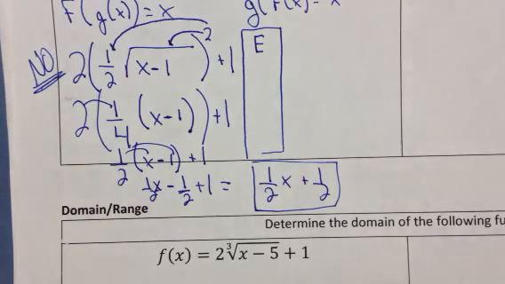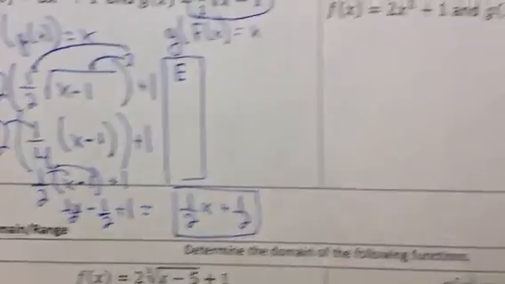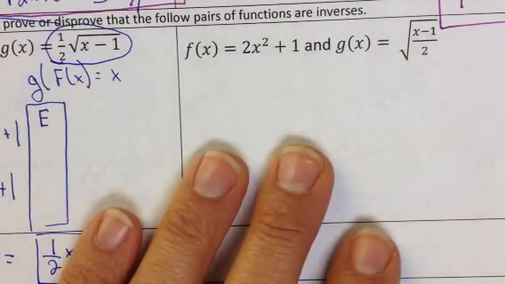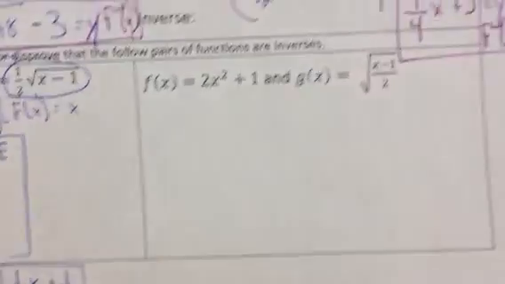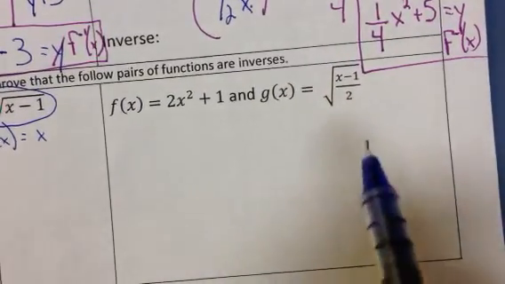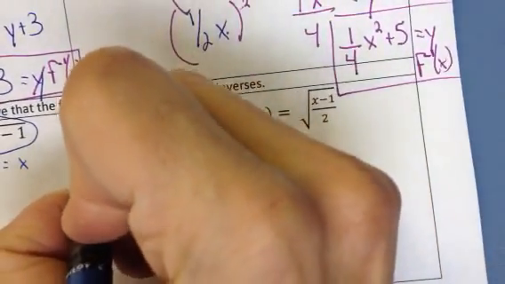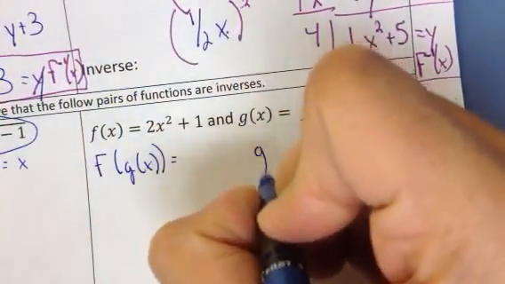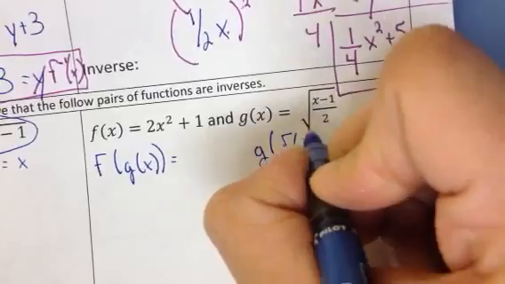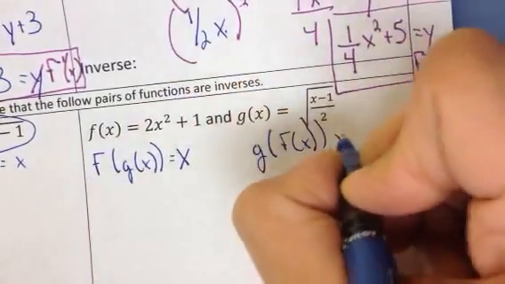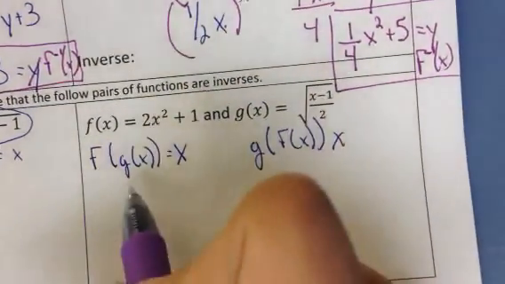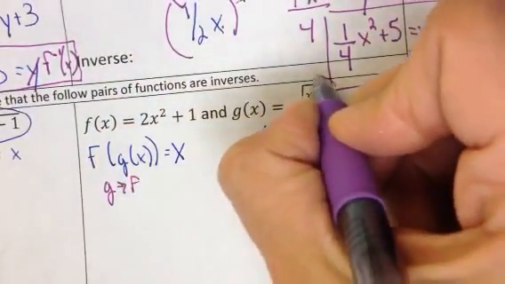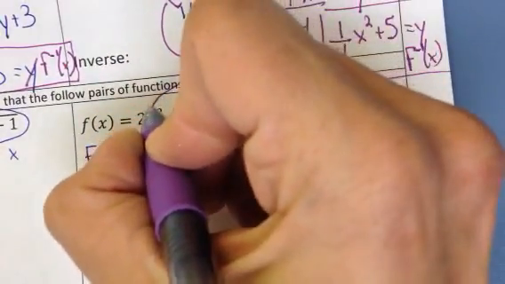Okay. So let's try this one now and see if these are inverses of each other. So the idea is, same idea, when I do the composite functions, I should get x. All right? So first, I'm going to do this one. g is going to go into f. So all of this is going to go right in there.